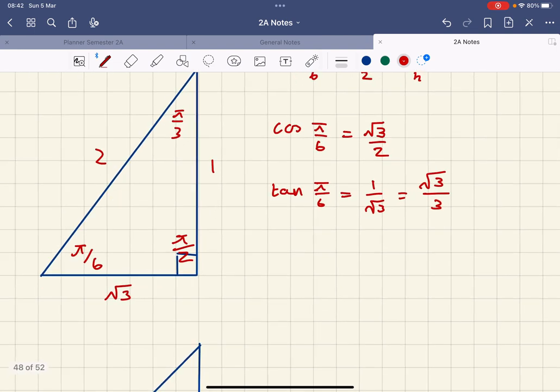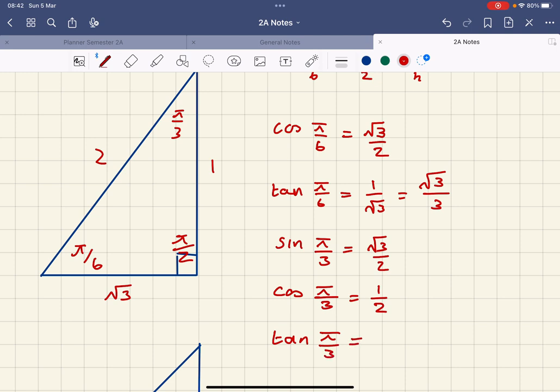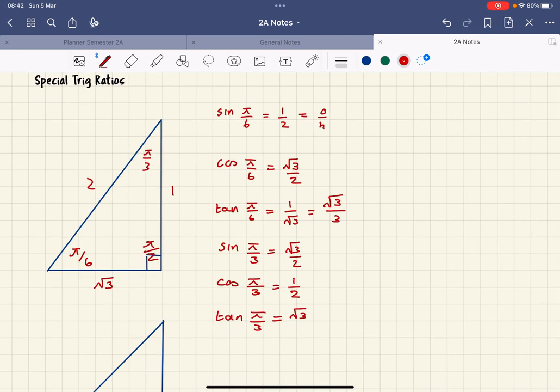Now I'm going to go again and write out some more trig ratios that I know. So sine pi over 3, opposite that angle is root 3, hypotenuse is 2. Cosine pi over 3, adjacent is 1, hypotenuse is 2. And tan pi over 3, opposite that is root 3, and adjacent is 1. So root 3 over 1. So I've got my 6 trig ratios done already. 6 done. There's 3 more that you need to know about.